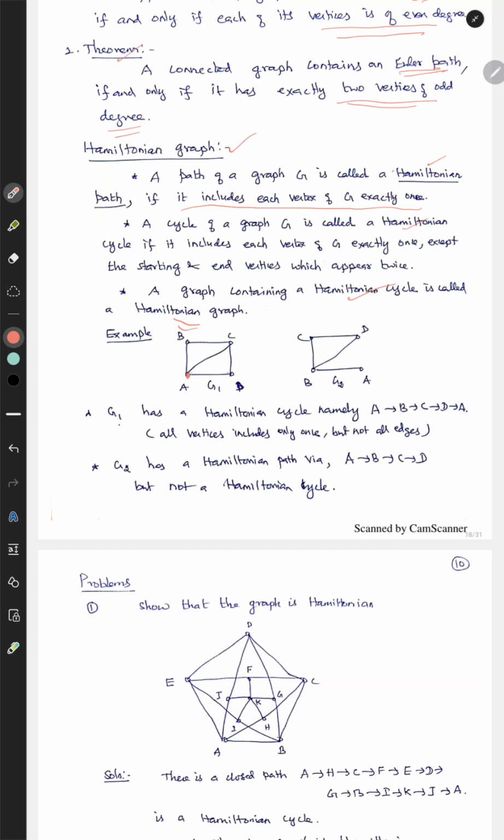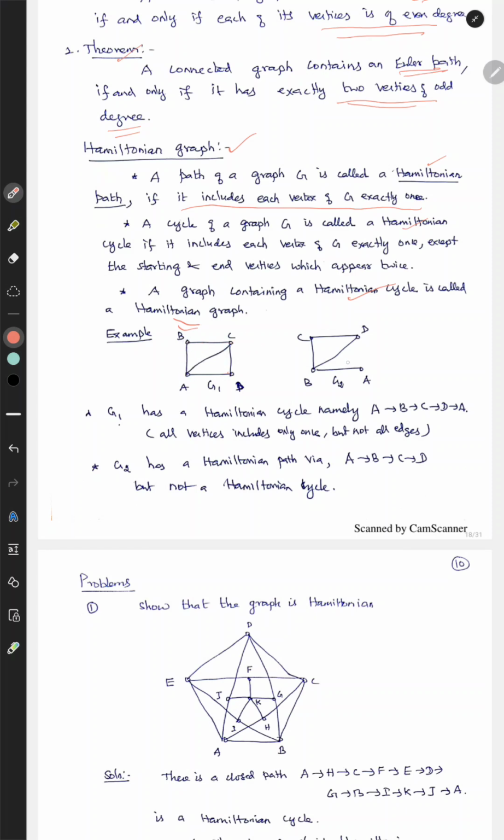Now if you take the circuit A, B, C, D, A, this also contains all the vertices exactly once other than the initial and final vertex A. So this path is now a cycle, and all the vertices are used exactly once. So this is a Hamiltonian cycle. In this graph, a Hamiltonian cycle exists, therefore it's a Hamiltonian graph. This graph was not Eulerian, but it is Hamiltonian.